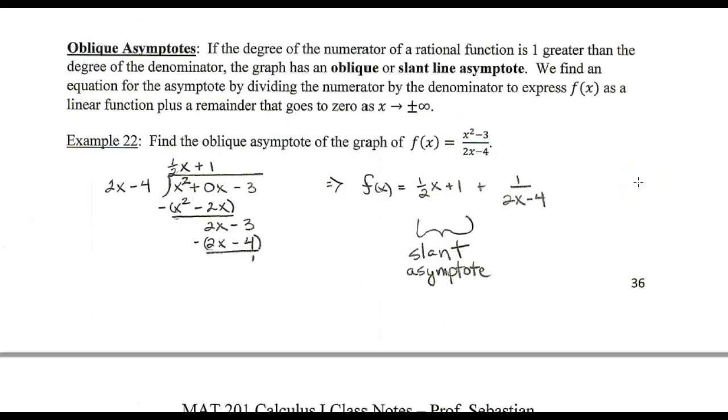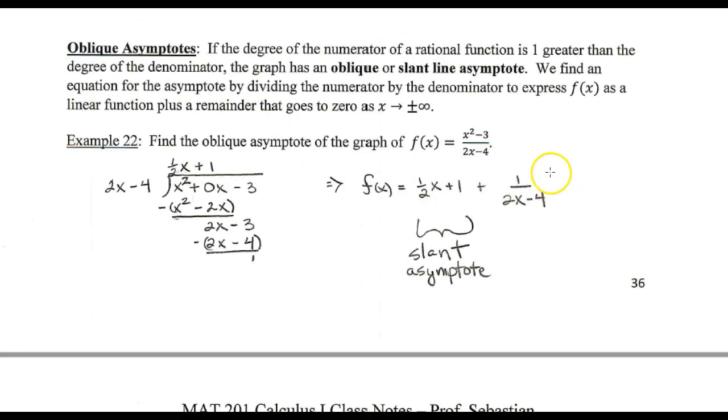Okay, sort of extending the idea, again, I'm sorry, we're in section 2.6, and I want to talk about example 22 here, which says to find the oblique asymptote of the graph of a function. Now, an oblique asymptote is similar to a horizontal asymptote. It's just not horizontal. Sometimes it's called a slant line asymptote.